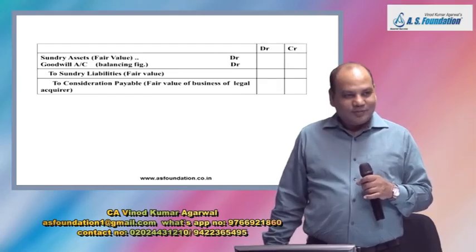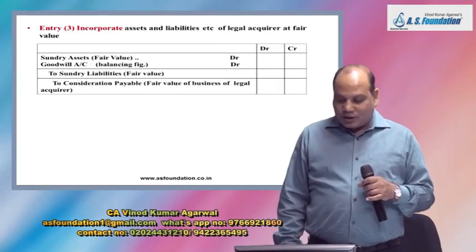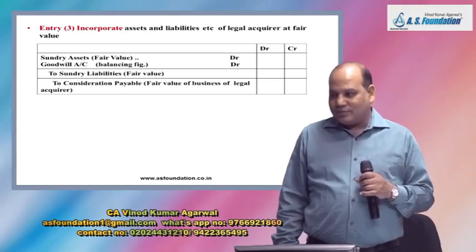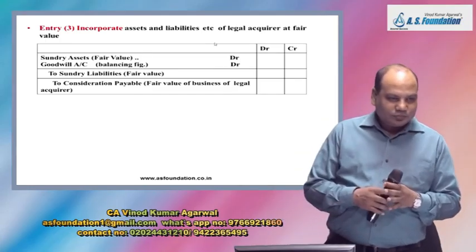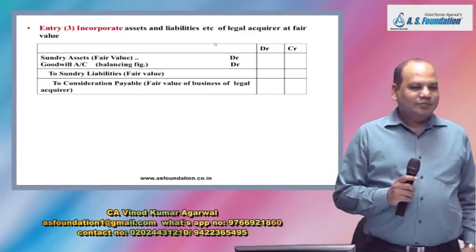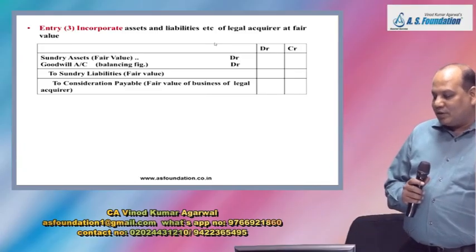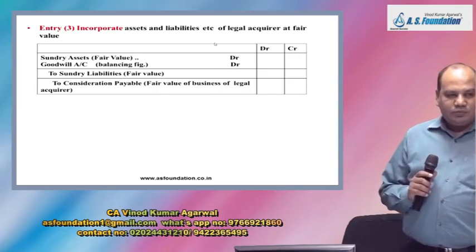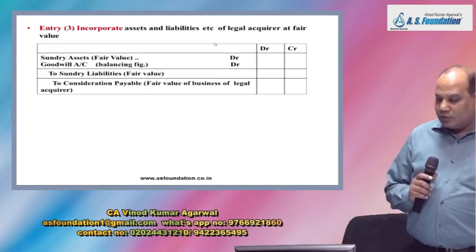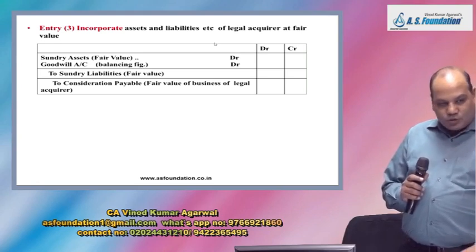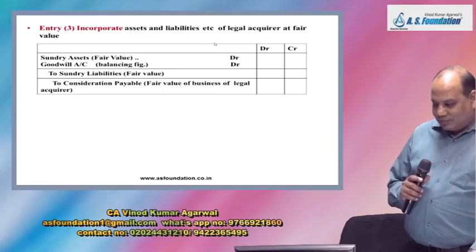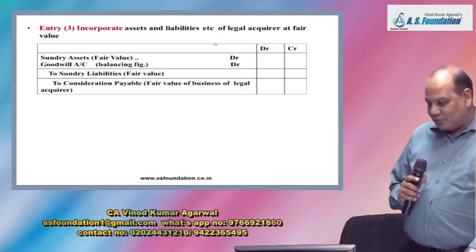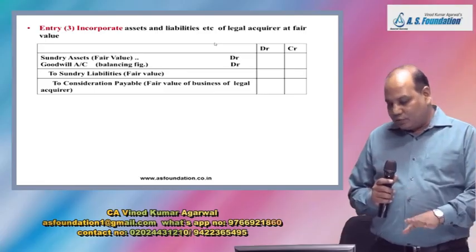Now in the next entry, you will incorporate the assets and liabilities of the legal acquirer into the accounting acquiree at fair value. So now we'll bring back those same assets and liabilities which we had eliminated in the first entry, at fair value. Whatever fair values they give you, now you record.